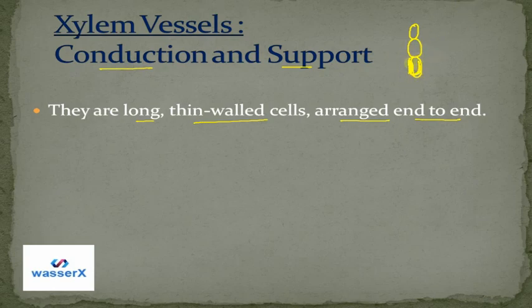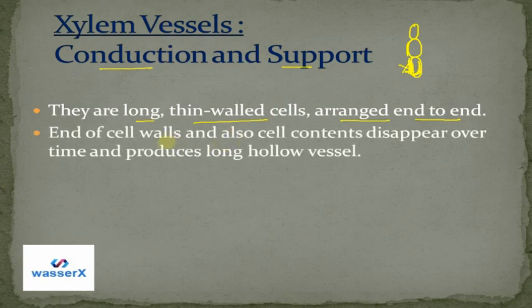We see that in some cells there is a layering of pectin, cellulose, and then lignin and many different compounds. But in xylem vessels, there is no particular lining. They have thin-walled cells. There is no thickening of the wall. Then the end cell walls and also the cell contents disappear over time and produce a long hollow vessel.